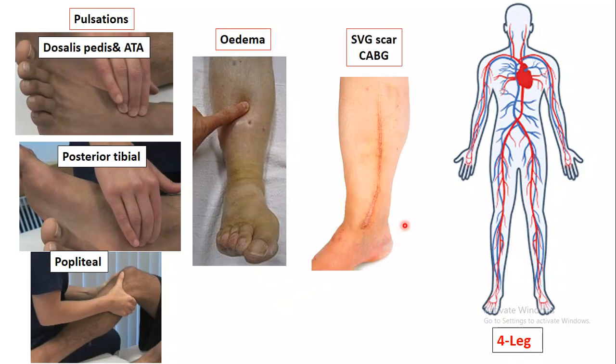The other thing to assess is for scars in the lower limb caused by harvesting the saphenous vein used in cardiac bypass surgery or CABG surgery. This might give a clue if we have a patient who gave a history of open heart surgery and he didn't recall the type of surgery. Is it valve surgery or CABG surgery? The finding of this scar gives a clue that this patient has had a CABG operation.